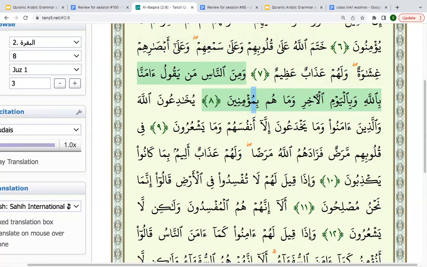Why is there kasra on noon? Remember when we did our, which noon? This one or this one? Yeah, the first one. Remember when we do a plural? When we do a plural, how we make a plural: mu'minun, mu'minan, mu'minin, mu'minani, mu'minaini, mu'minuna, mu'minina. Clear?